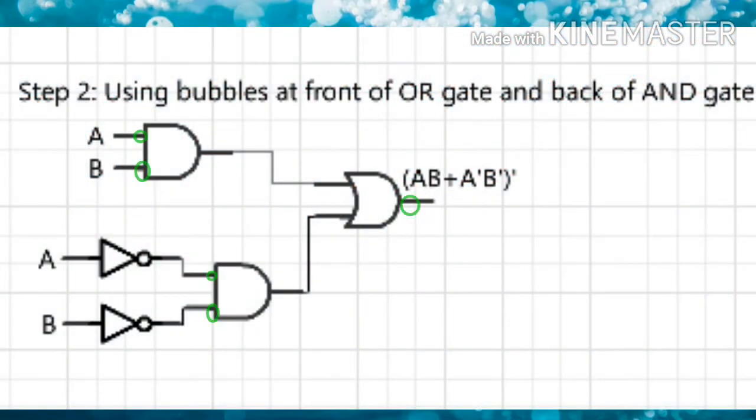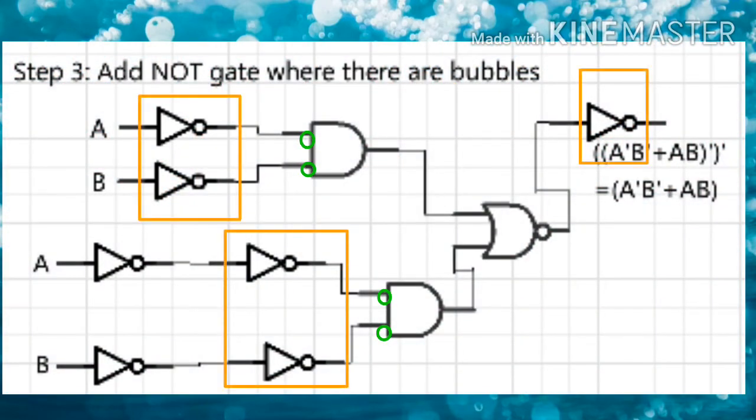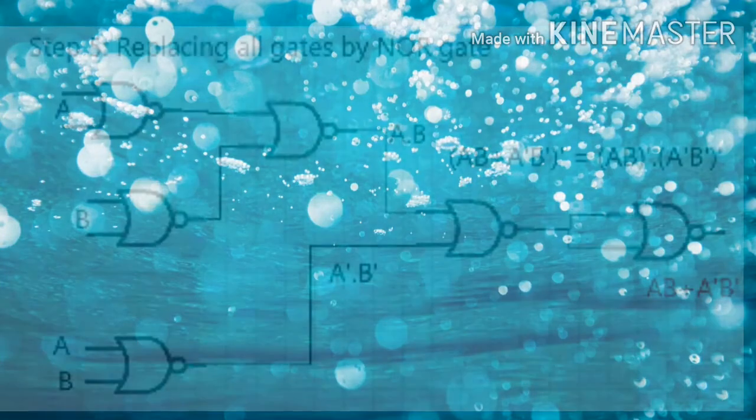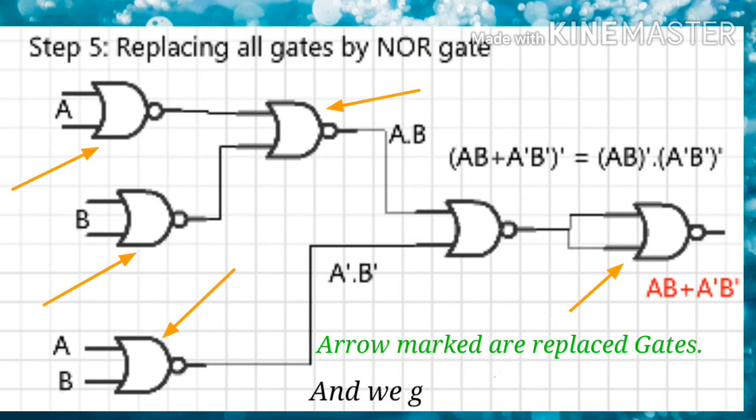Step 2: adding bubbles at the end of OR gates and at the beginning of AND gates. Step 3: adding NOT gates where there are bubbles. Step 4: removing even NOT gates. Step 5: replacing all gates by NOR gates. And at last we get the answer, which is the same as that in the question.